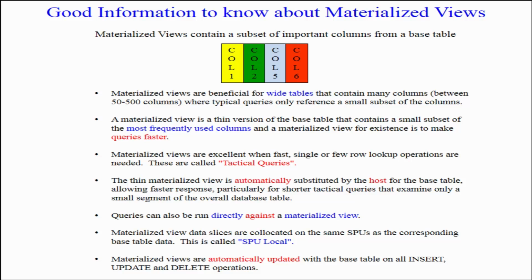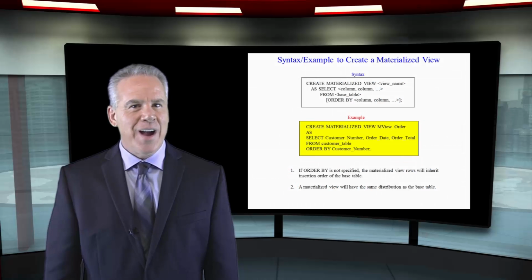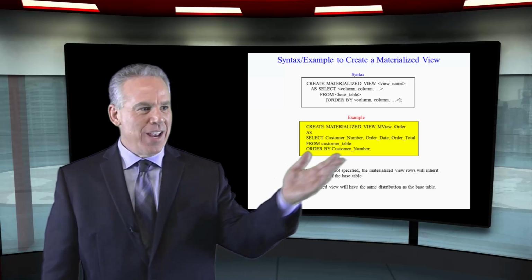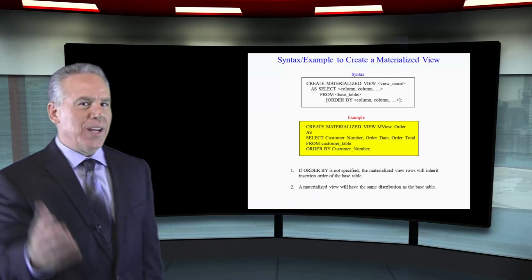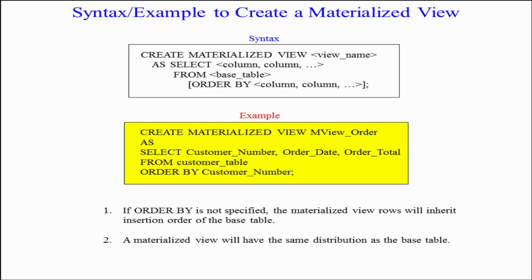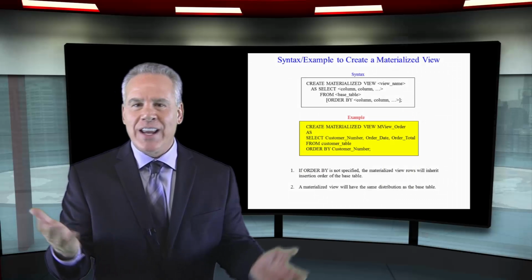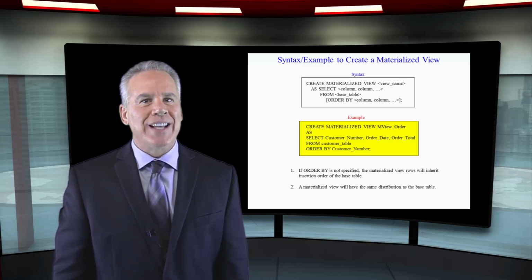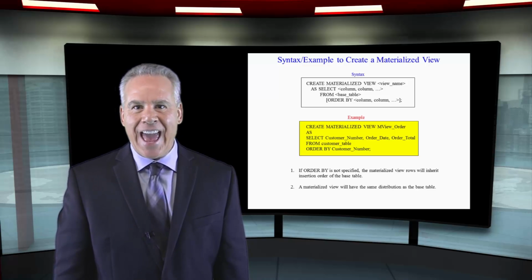Above, I've got the syntax for you, and I've got an excellent example here in yellow. Create materialized view, you've got to give that a name. As select these 3 columns only from this table, and I want it ordered by this column. If you don't put the order by in, it's going to have the same order as the base table. And remember, it's always got the same distribution key as the base.